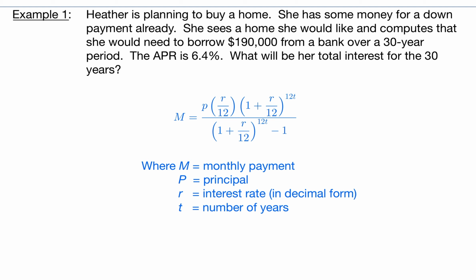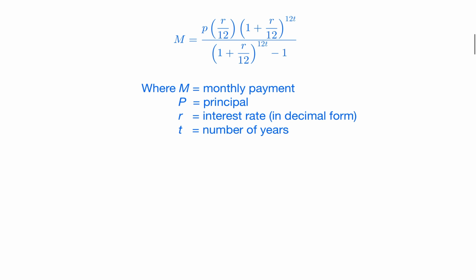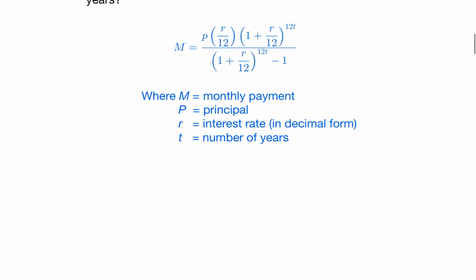In this loan, the APR is 6.4%, and the question is, what will be her total interest for the 30 years? Okay, so in addition to the $190,000 that she's going to need to pay back, the bank is going to be charging her 6.4% interest, and we want to know what that dollar value ends up being at the end of 30 years.